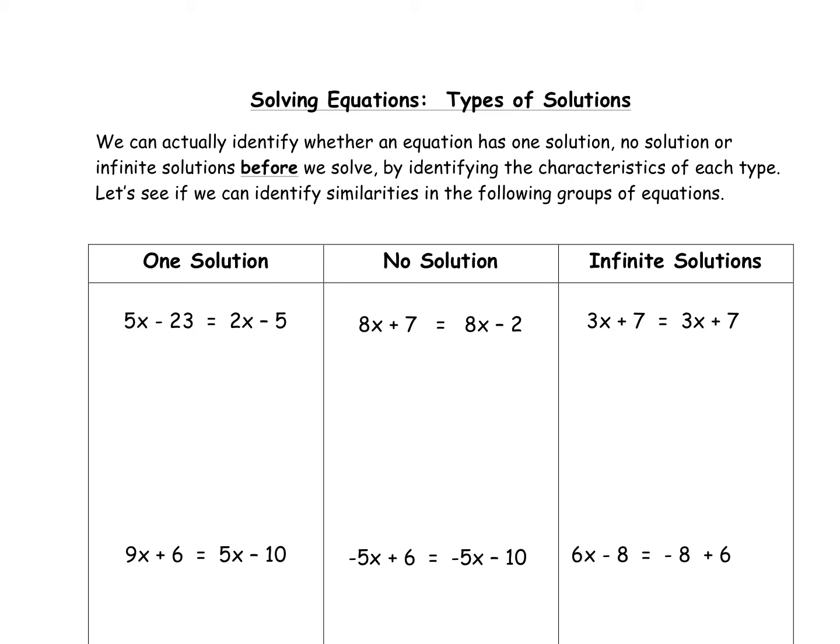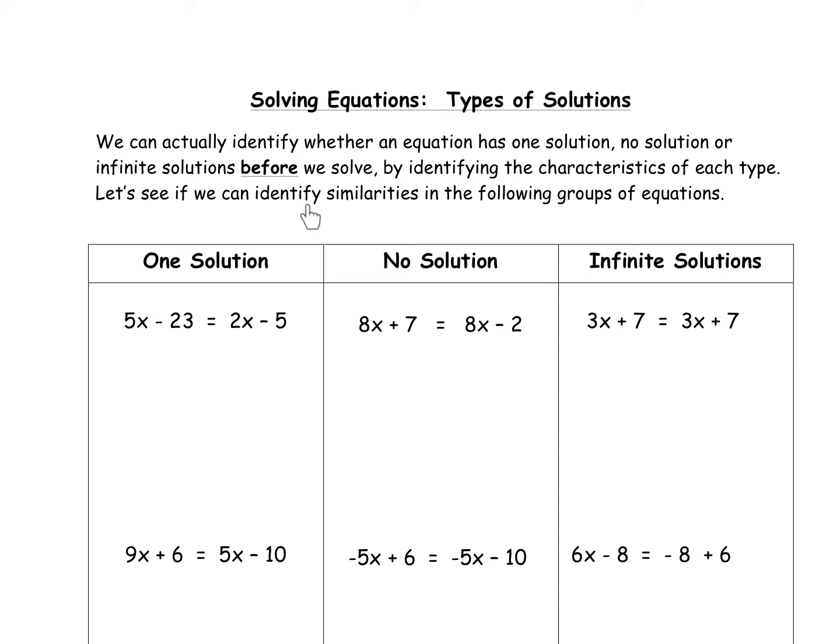So if you look at the head of the columns, we have one solution, which is what we've been working with, no solution, and infinite solutions. You may have also noticed that each one of these have variables on both sides of the equal sign. So we can actually identify whether an equation has one solution, no solution, or infinite, which means every number will solve it, before we solve by identifying the characteristics of each type of equation.